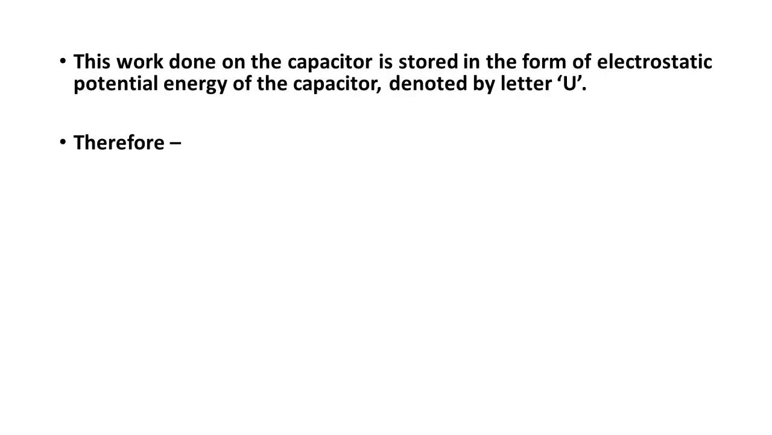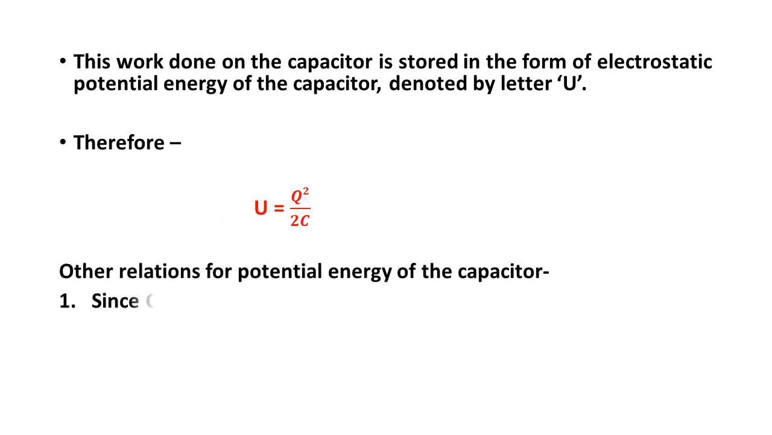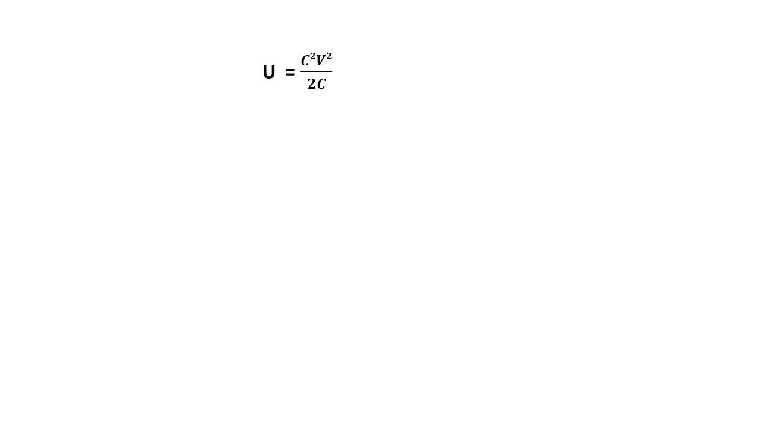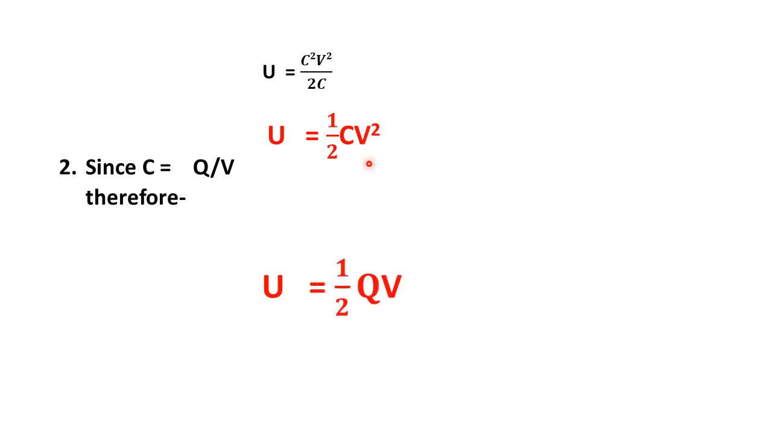This work done is stored in the form of potential energy across the plates of the capacitor. So U is equal to Q square by 2C is called the potential energy of the capacitor. If we replace Q by CV, we see another form of this potential energy, that is U is equal to half CV square, a widely used expression in numerical problems. If we replace C by Q by V, one more expression we get for potential energy, that is U is equal to half Q into V.